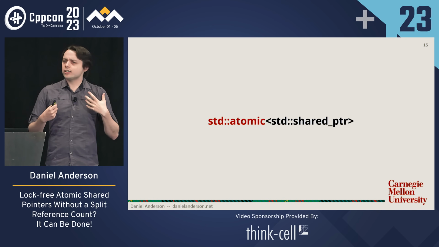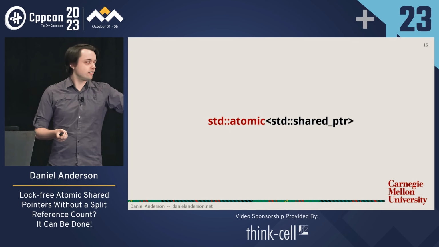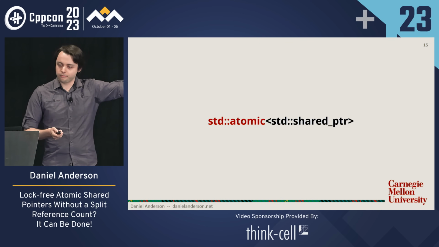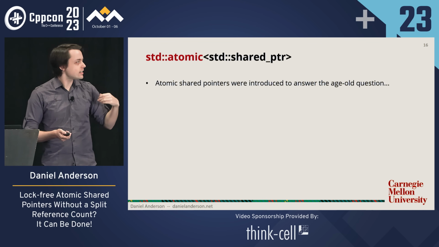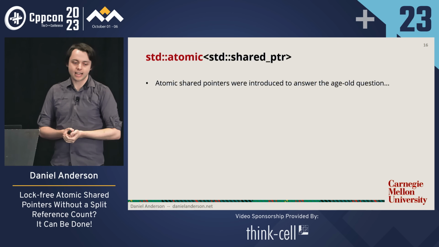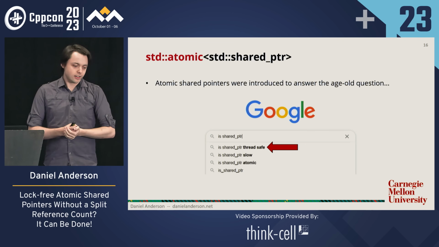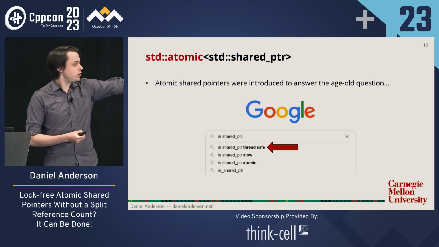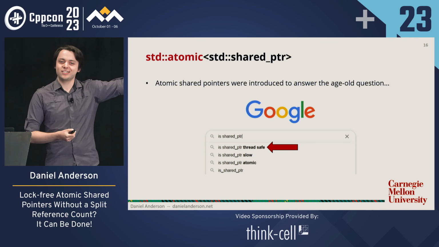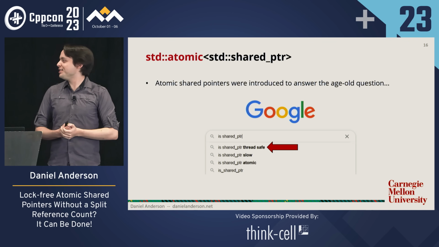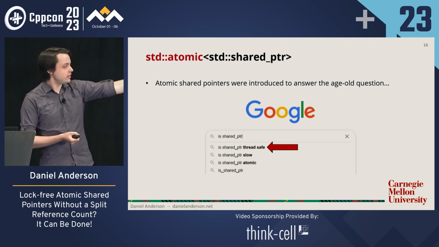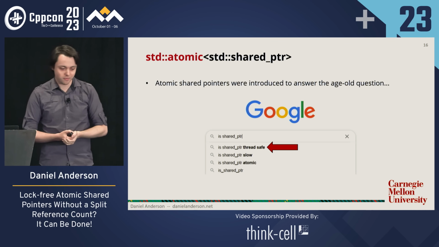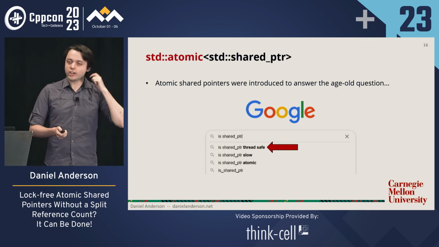So then what is atomic shared pointer? Like, what can that shared pointer not do? Atomic shared pointers, I like to say, were invented to answer this age-old question. Is shared pointer thread safe? If you Google this, this is an actual screenshot, this is not photoshopped. And is shared pointer atomic? Another great question. Is shared pointer slow? Unfortunately, also a common question. So is shared pointer thread safe?